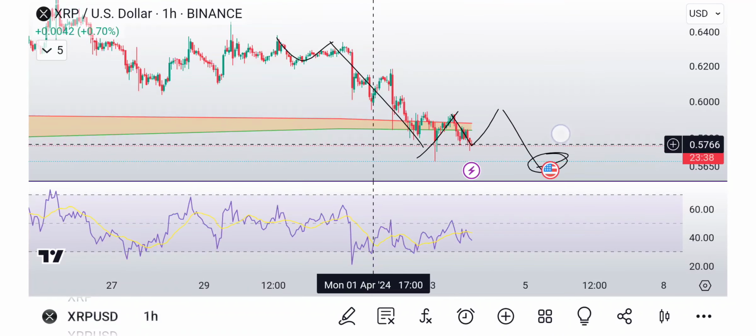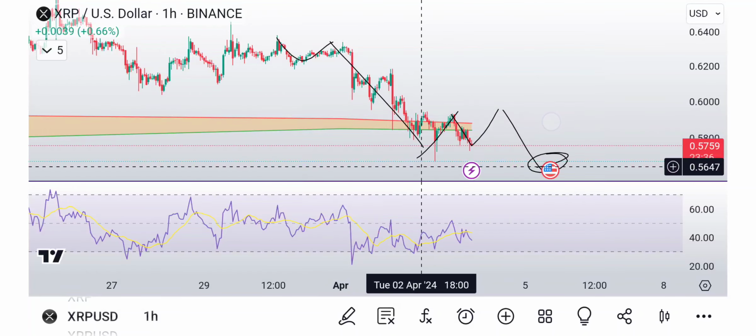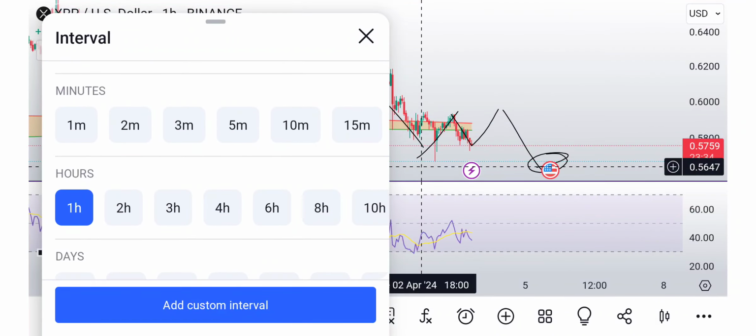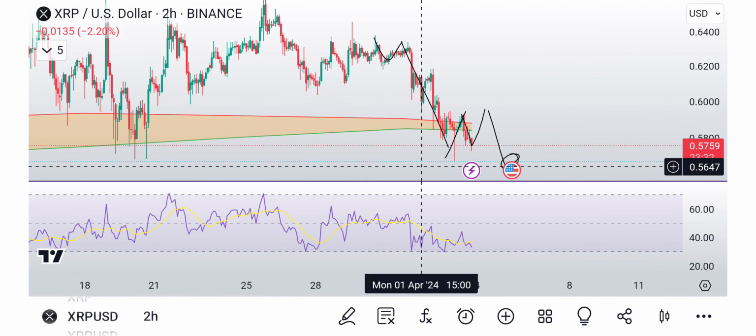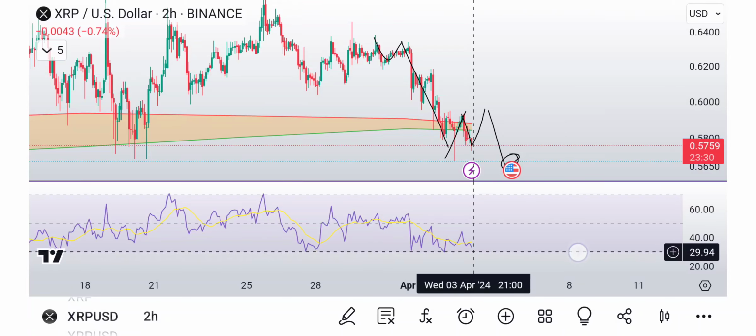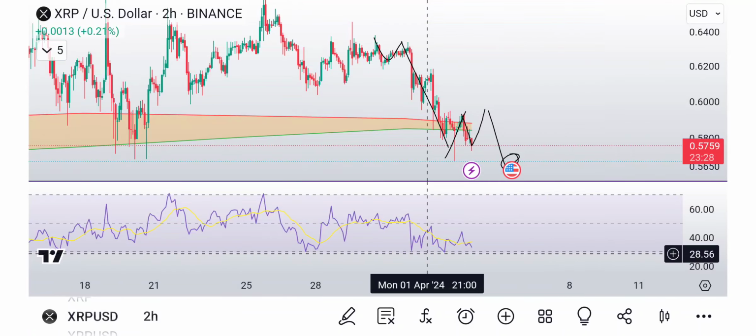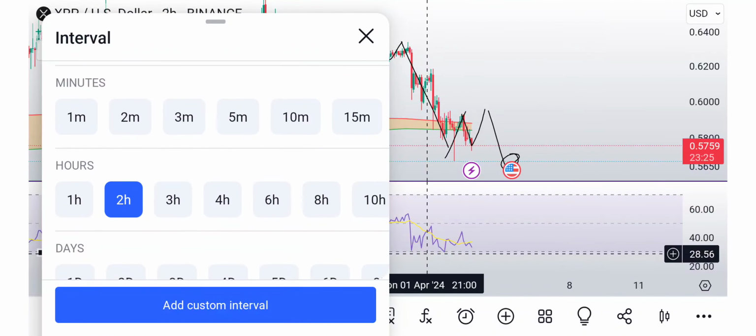I mean, we do have a little bit of bullish divergence. It's not as good as it was yesterday. Let's see if I go up a little higher. On the 2 hour, it was taken out. Or actually, I was looking at XRP versus Bitcoin.